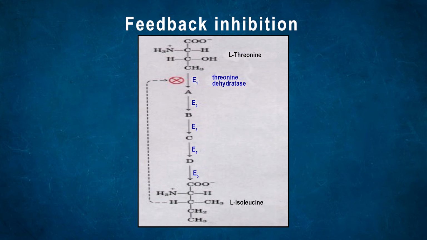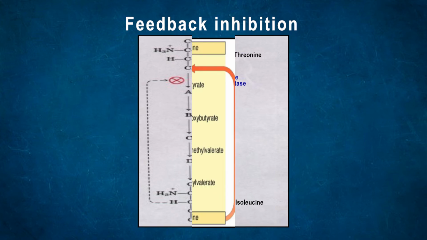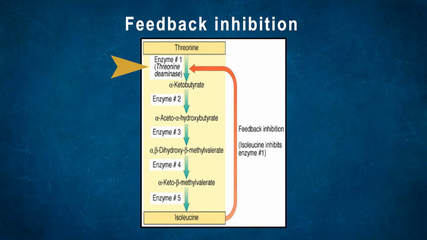The end product of a multi-subunit or multi-step enzymatic process can inhibit the first reaction, which is called the committing reaction. In the case of isoleucine production from threonine, the first enzyme is threonine dehydratase, or threonine deaminase, which converts threonine to alpha-ketobutyrate. Here the first enzyme is inhibited by the last product, isoleucine. Isoleucine is acting here as a heterotropic allosteric negative modulator.